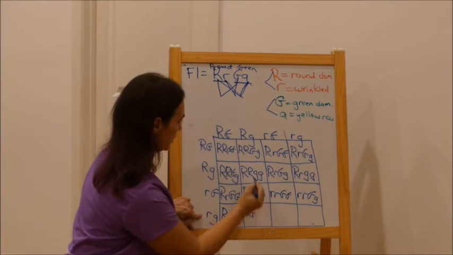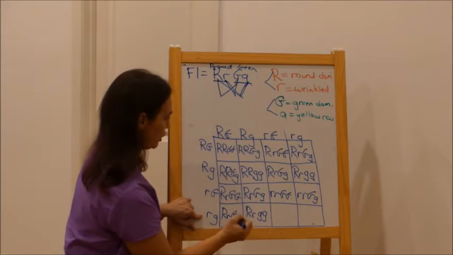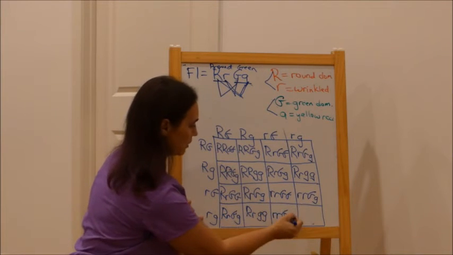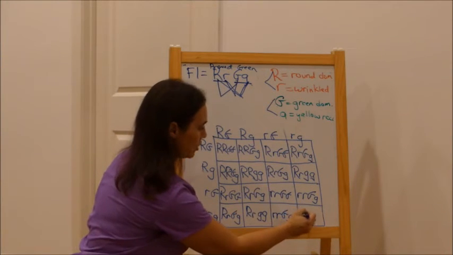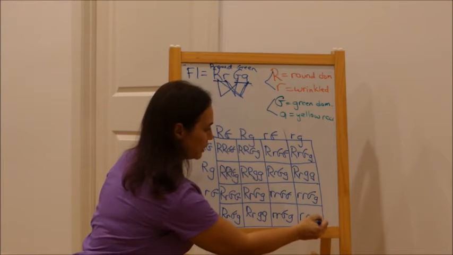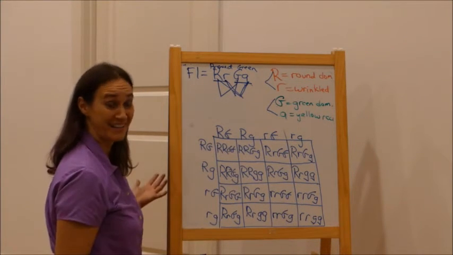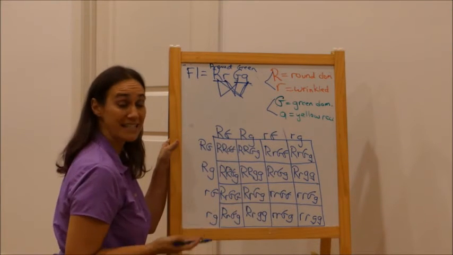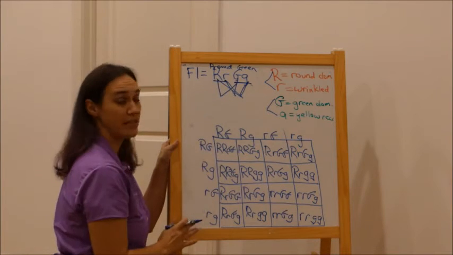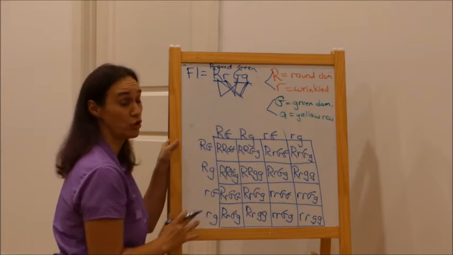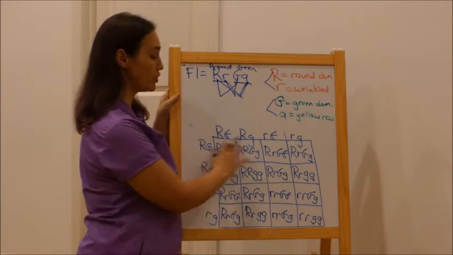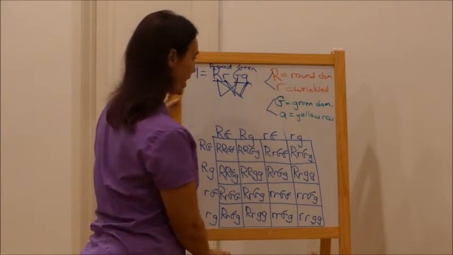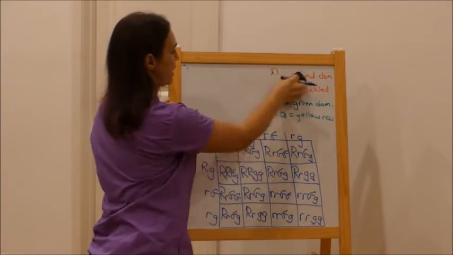Capital R, lowercase g, lowercase g. Lowercase r, capital G, lowercase g. Lowercase r, lowercase g, lowercase g. This is our F2 generation. So these are all of the 16 combinations of these parents that they could make with these two traits. Now we know the genotypes. Let's go back and look and see what the phenotypes are going to be and write down the phenotype ratios and the genotypes.